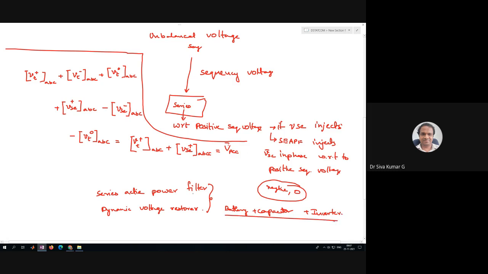Yeah, and we have seen one is the pre-sag injection. The other one is the in-phase voltage injection, and then we have a quadrature injection. I'm not discussing that over here now. Please go through the recordings.